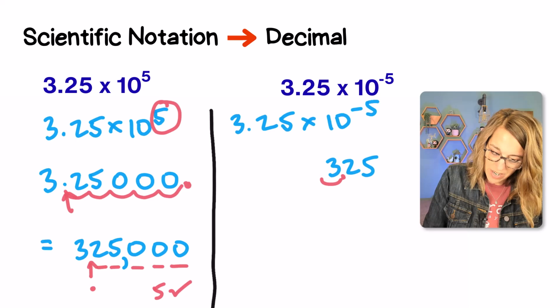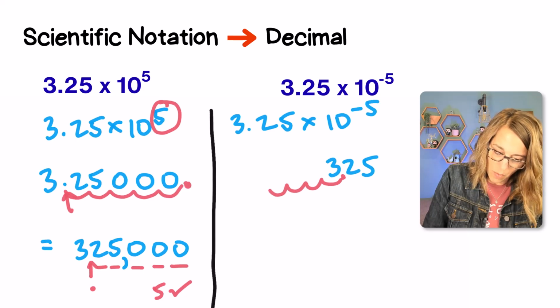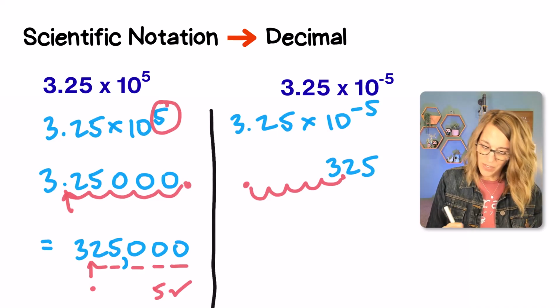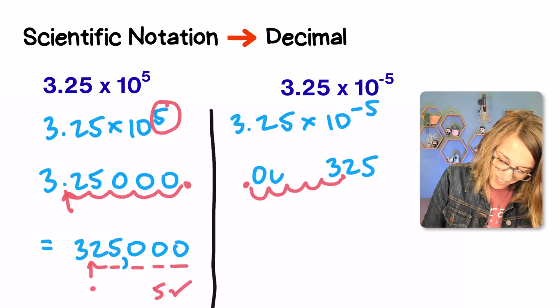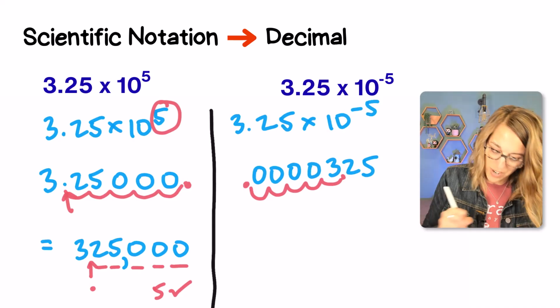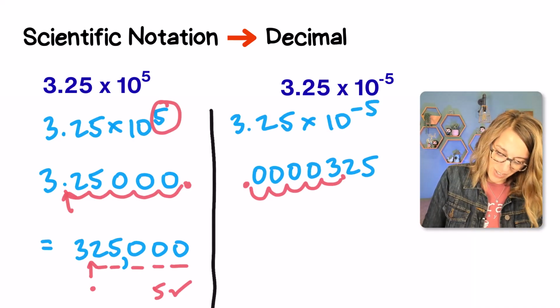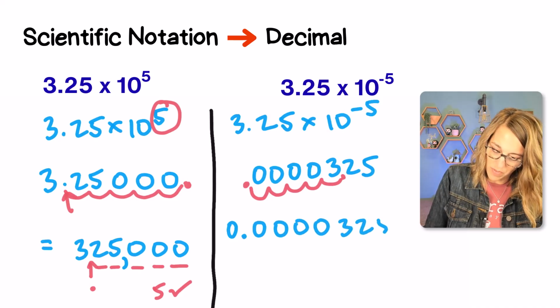Okay, here we go. 1, 2, 3, 4, 5. This is where my new decimal lives. Let's go ahead and fill those in. I'm a little bit crooked. Let's go ahead and fill these in with the zeros. So I've got 1, 2, 3, 4 zeros here. So as a decimal, I'll put a 0 out in front. I get 0.00000325.